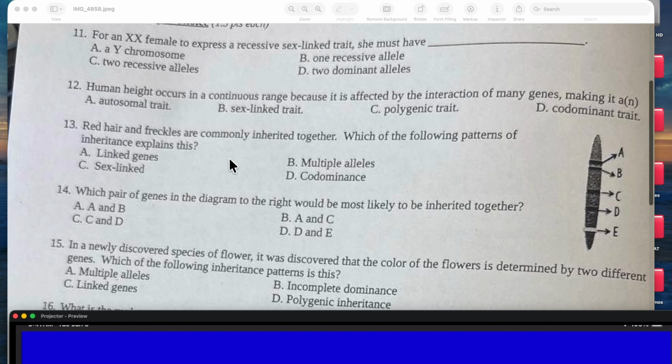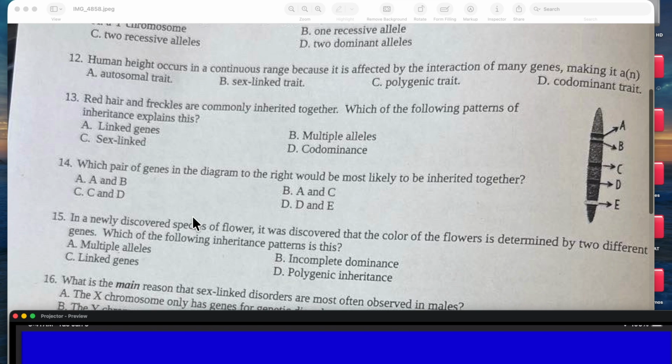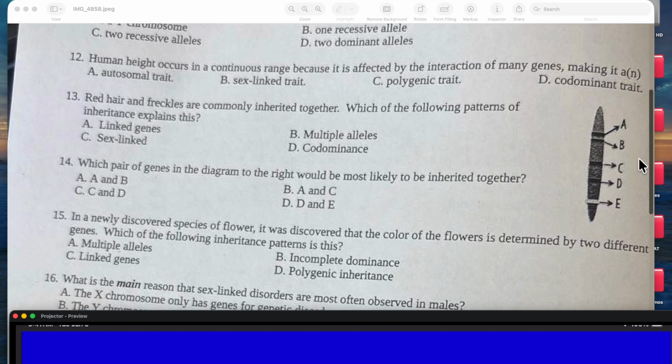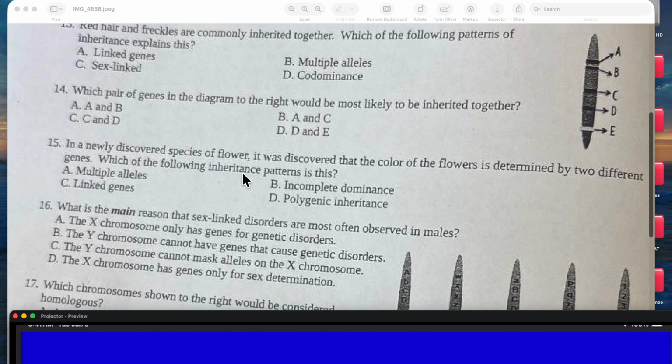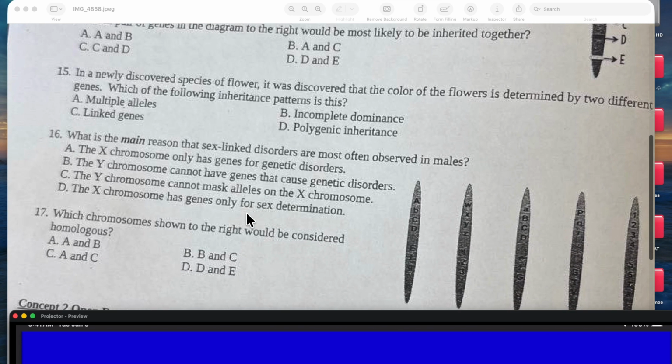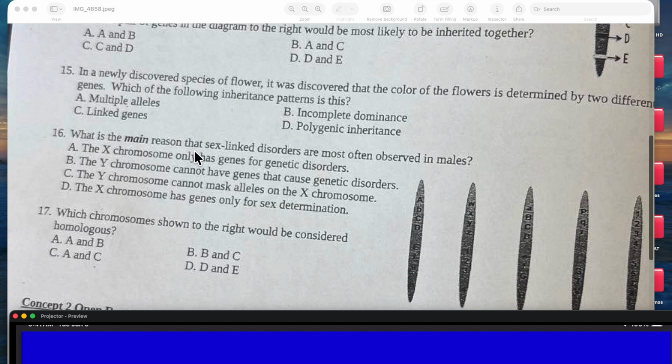Choice C, red hair and freckles are commonly inherited together. They are linked genes. Which pair in the diagram are most likely to be inherited together? Don't know if you could see that, but it's going to be A and B because their loci are close together. In a newly discovered flower, the color is determined by 2 different genes. Again, that's polygenic inheritance.